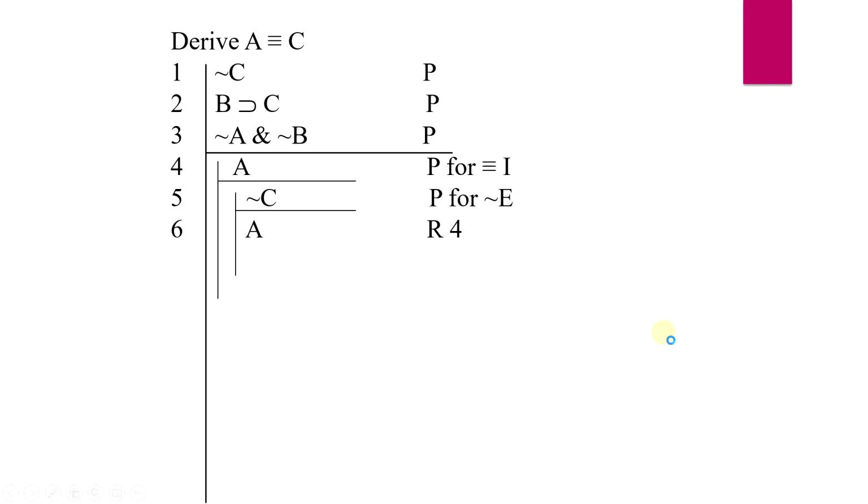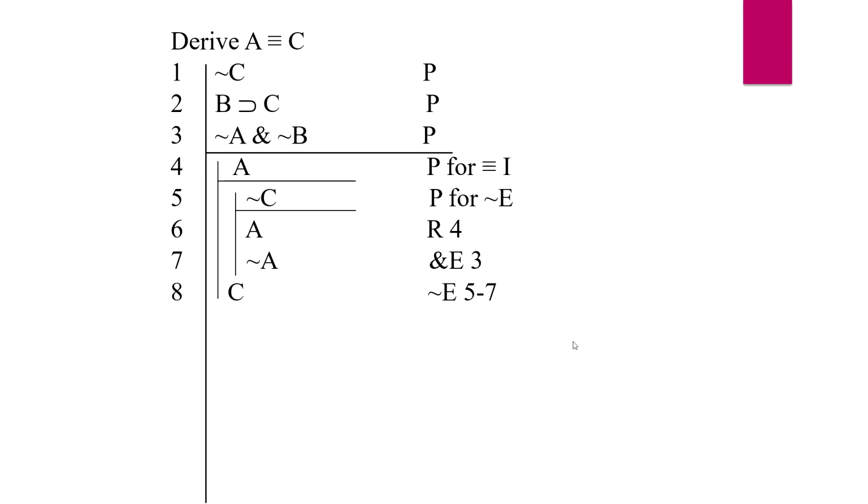We can get A on line 6 by reiteration from line 4. This is permissible because we're still inside that subderivation for biconditional introduction. Now we need the contradiction. We can get it's not the case that A by conjunction elimination from line 3. And now we have the contradiction between A and not A. So we can move back one scope line and get C on line 8 by negation elimination.